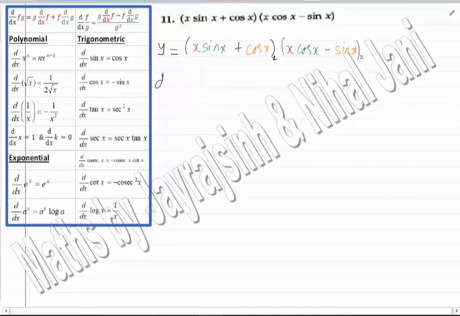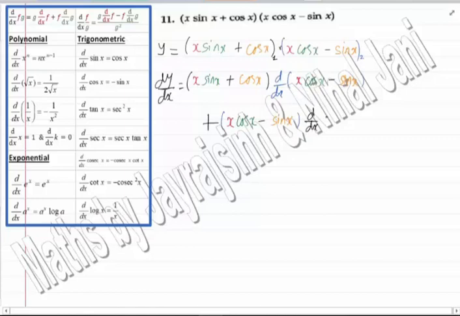So let's try to differentiate with respect to x. We are going to apply multiplication rule between these two brackets. So we know that our first bracket will be as it is. We are going to differentiate the second bracket plus our second bracket will remain as it is. We have to differentiate our first bracket.